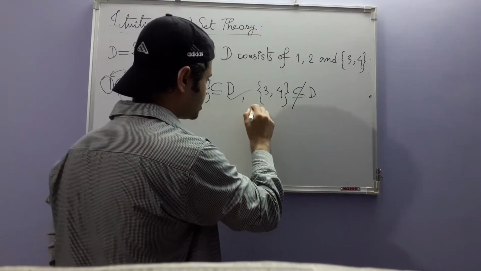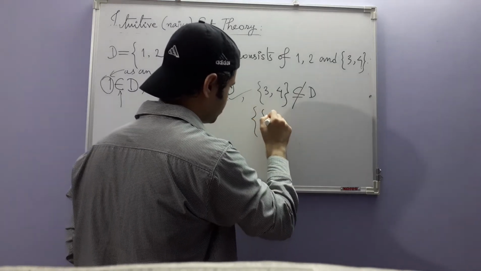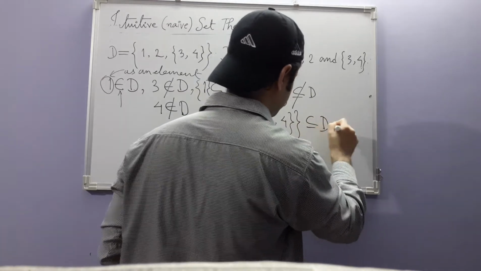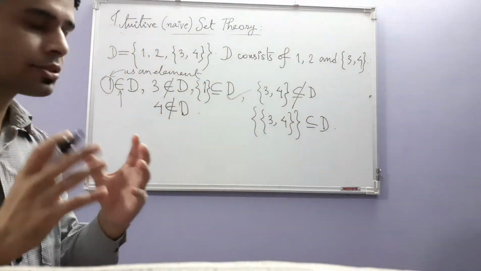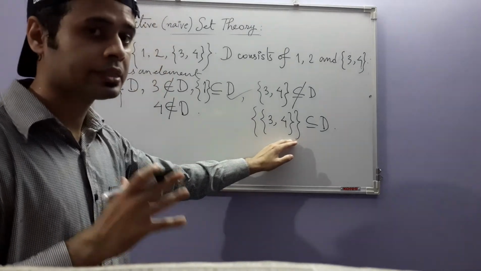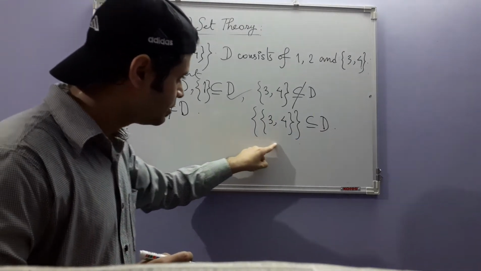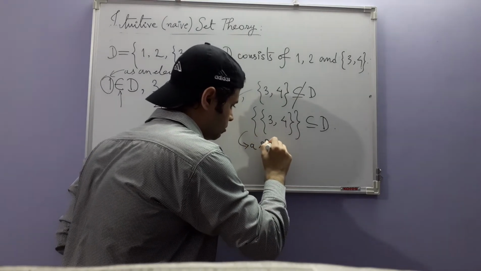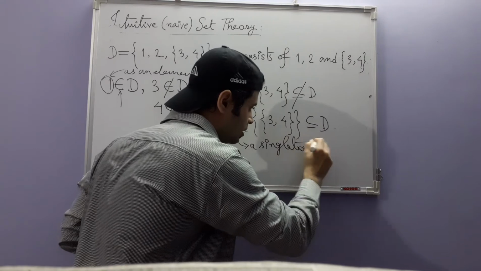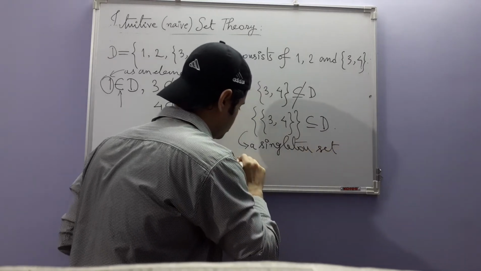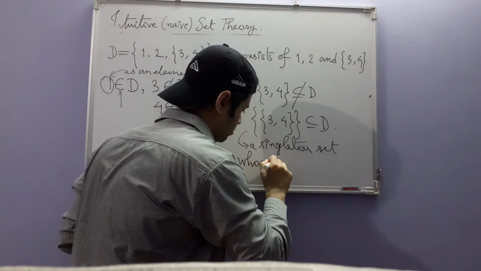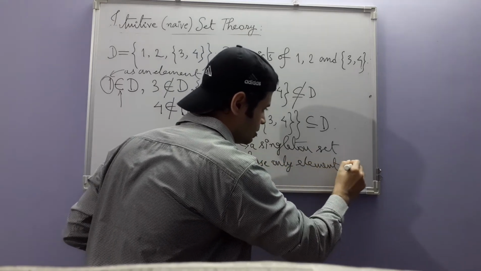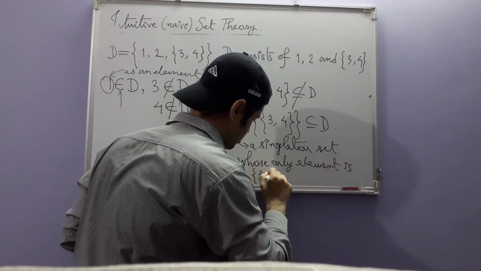However, if you consider this statement, first make sense of this symbol. What does this mean? This is a singleton set whose only element is this.